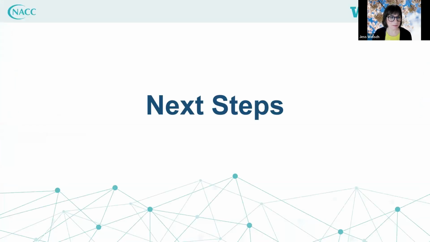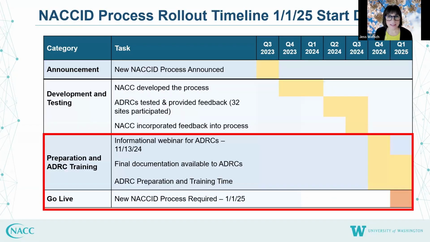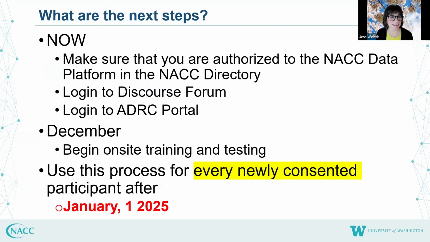All right, so we're almost there. We're going to talk about next steps. Right, so we saw this a little bit earlier, but the next steps are going to be reviewing that documentation, getting your site ready, training everybody on what your process is going to look like and how to use it, and then being able to go live and get your NACC IDs for your newly consented participants.